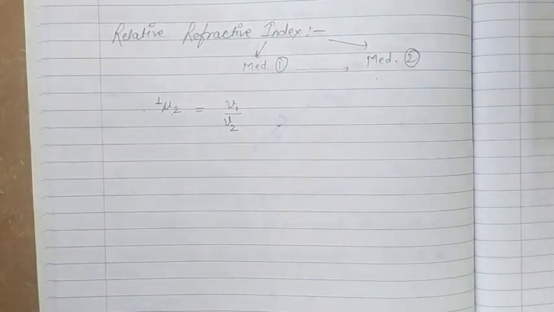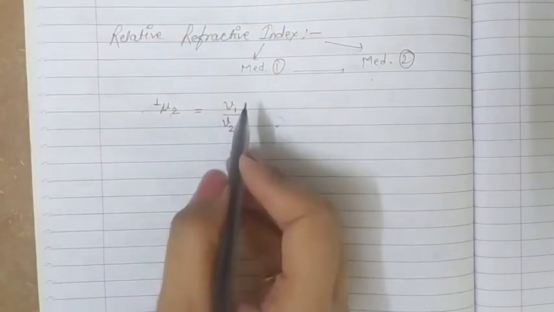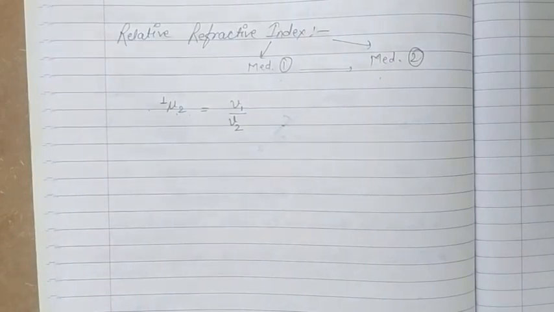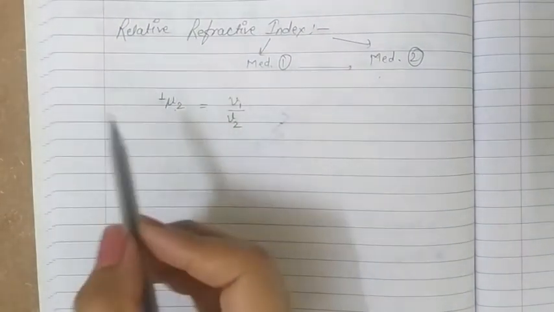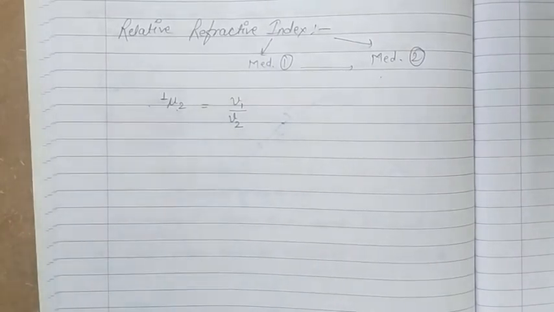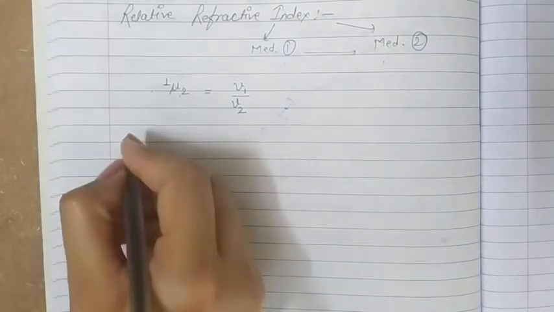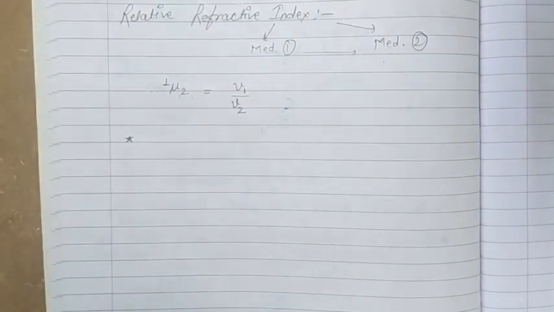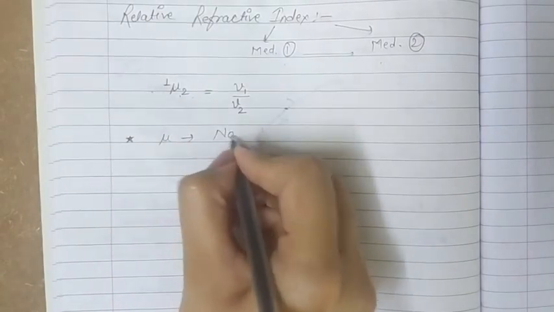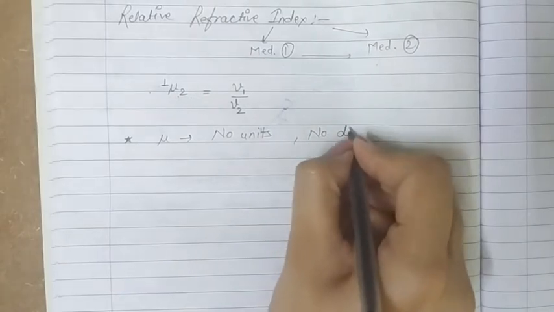So V1 upon V2 represents the refractive index of medium 2 with respect to medium 1, and this is the relative refractive index. If medium 1 is vacuum, then in that case it becomes the absolute refractive index. Now since the refractive index is a pure ratio of speeds, it has no units, no dimensions. So for refractive index, no units and no dimensions.